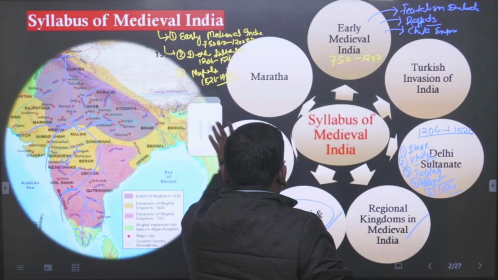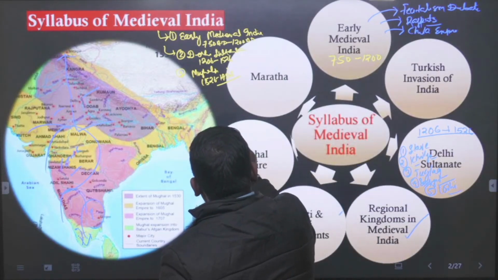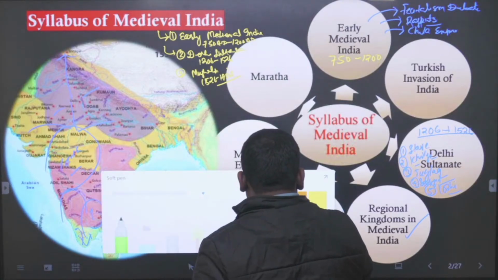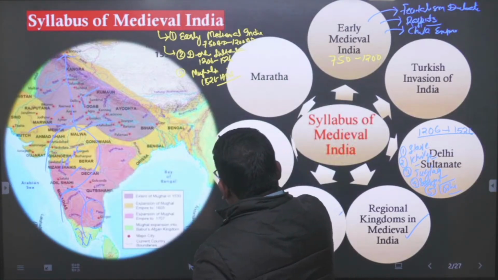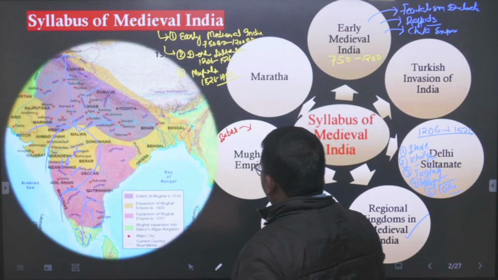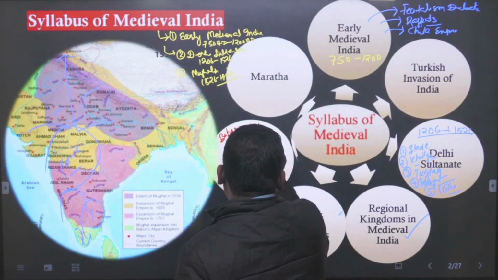So we are talking about the Mughal Empire. The Mughal Empire starts with Babur. This will start with Babur, and from Babur let us discuss how it goes. It was started by Babur in 1526.